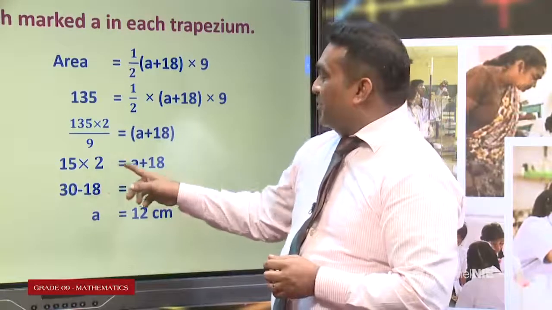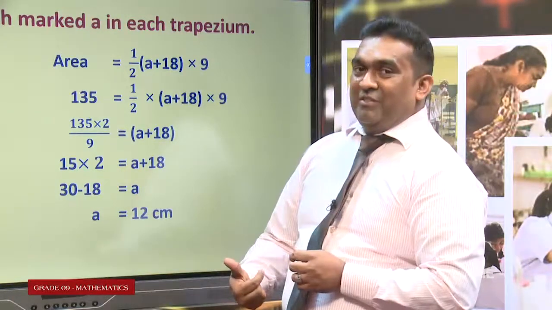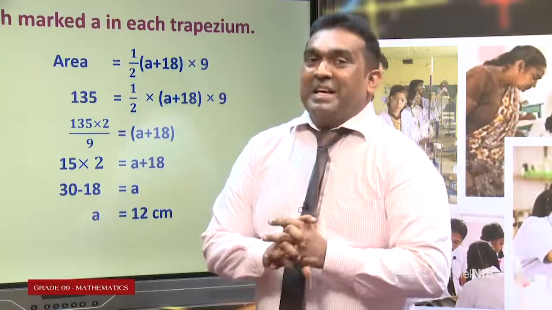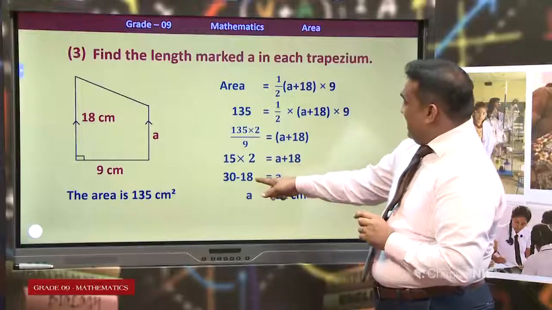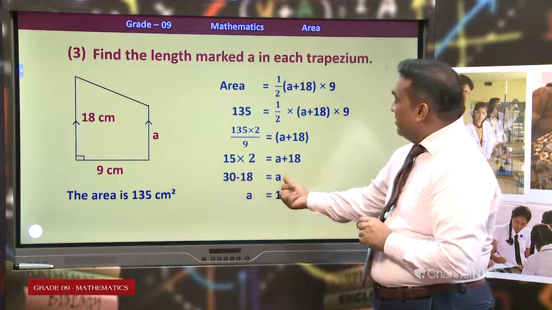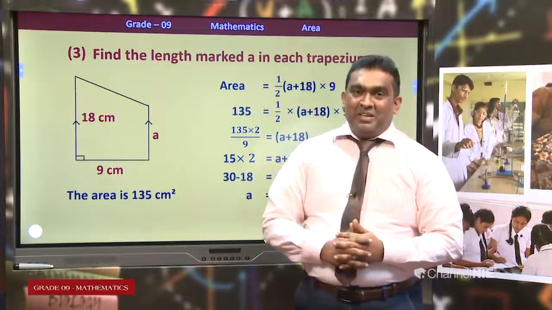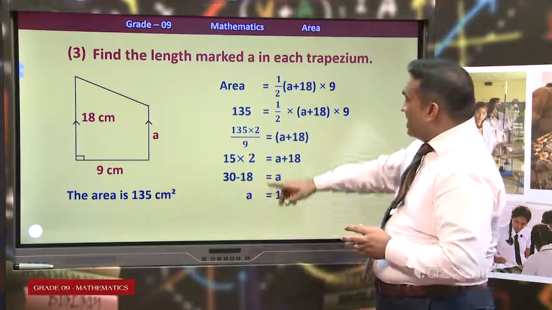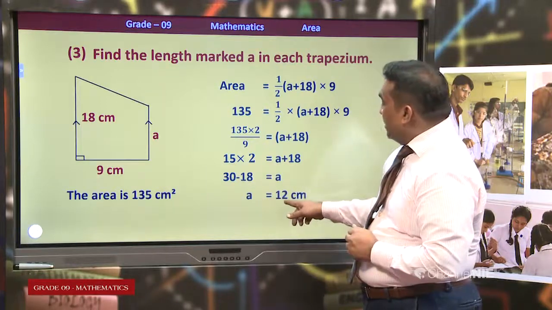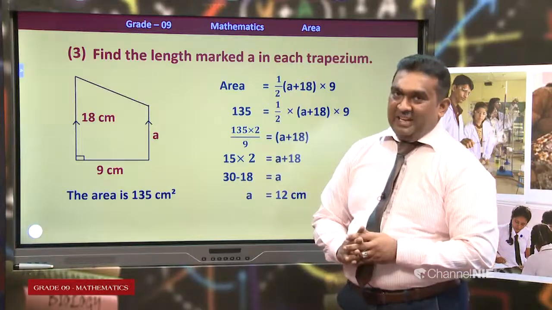Right? 15 into 2, 30. 30 here, a plus 18. We want to remove 18. How to do it? Subtract 18 from both sides. 30 minus 18 equals a. Here you used an axiom. You know about axioms? Subtracting 18 from both sides, you have a equals 12 centimeter. This is the value of a.